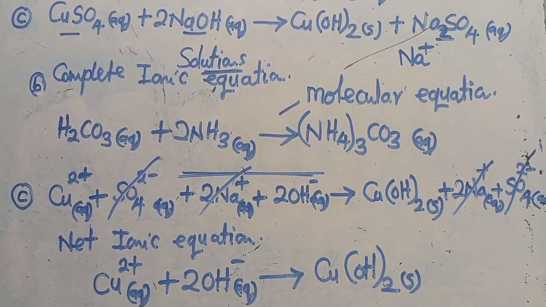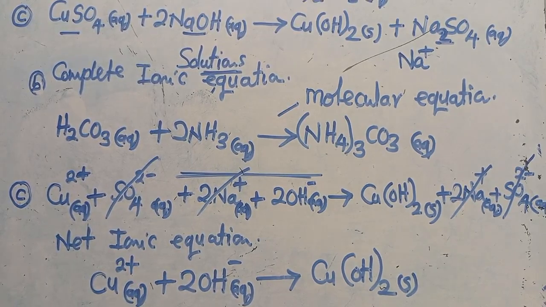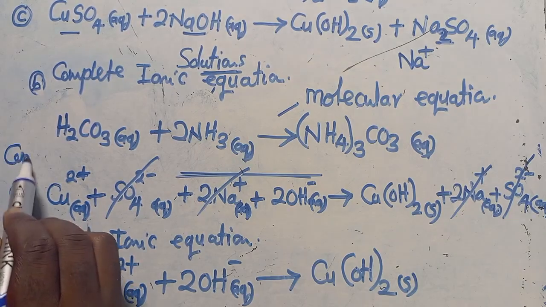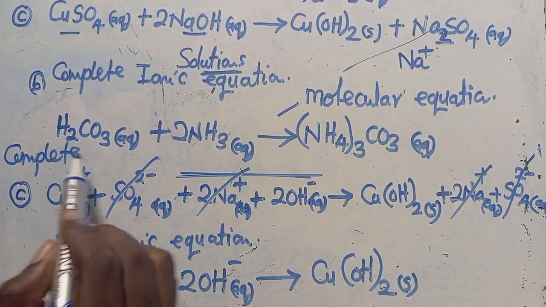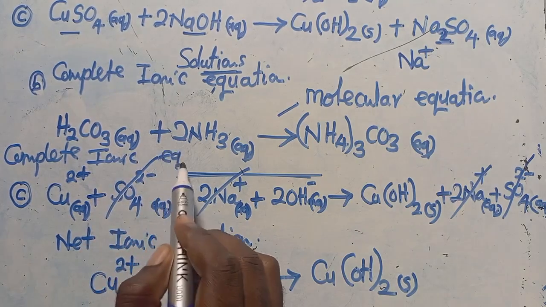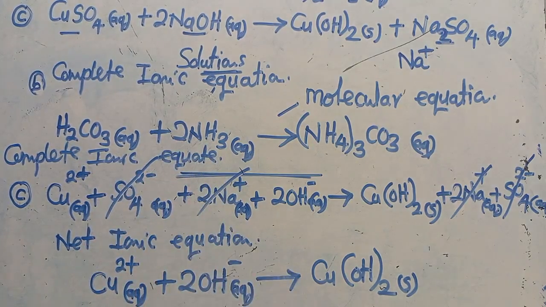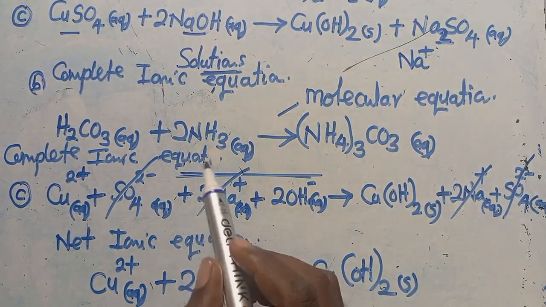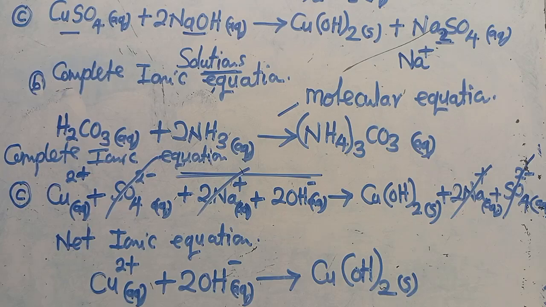So this is a net ionic equation. It is just supposed to be like this. This one is a complete ionic equation. This is what we need to do, and this is where we are going to end from.